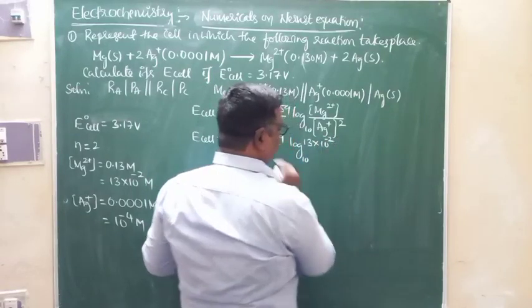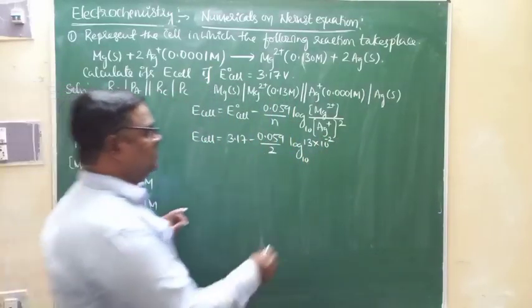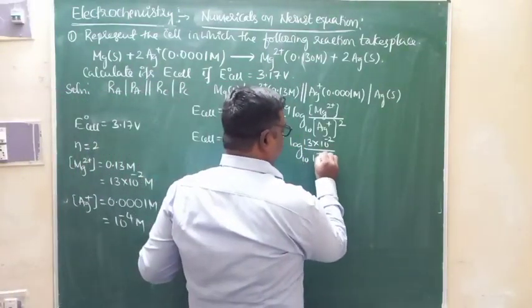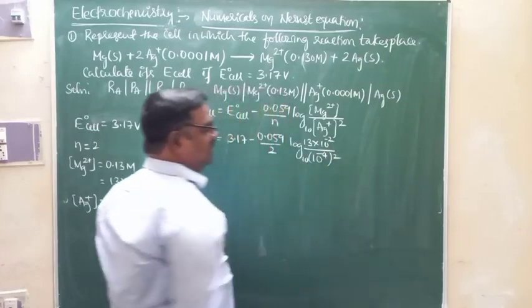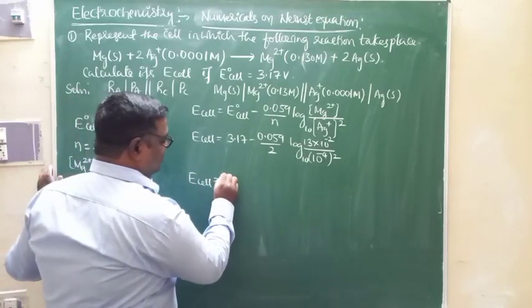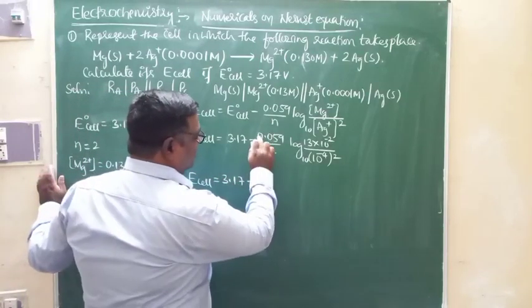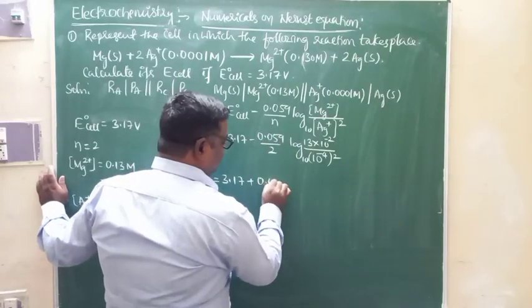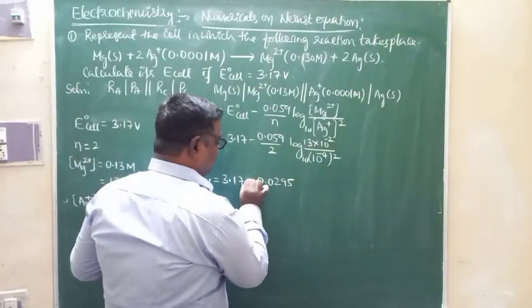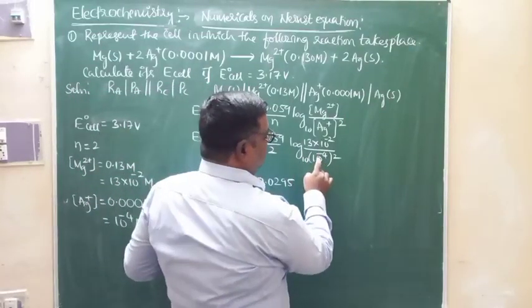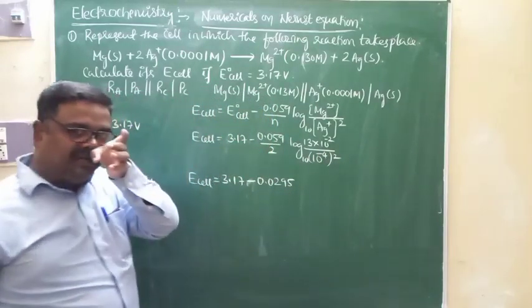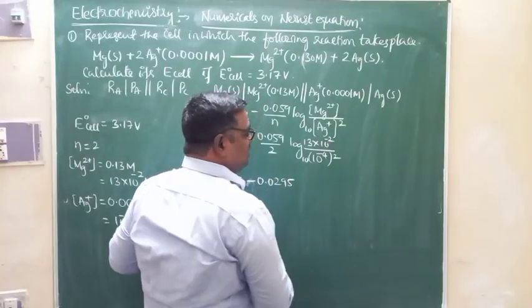divided by the concentration of Ag+, which is 10 to the power of minus 4, and of course it is whole squared. Now simplify: E of cell is equal to 3.17 minus 0.059 by 2, which is approximately 0.0295. Here 10 to the power minus 4 whole squared is 10 to the power minus 8. Taking it to the numerator it becomes 10 to the power plus 8. Plus 8 minus 2 gives 10 to the power 6.